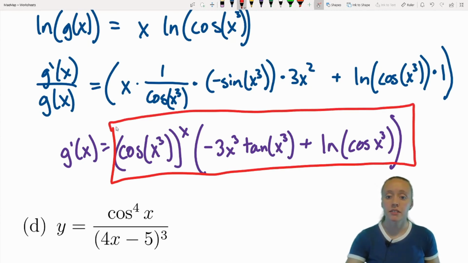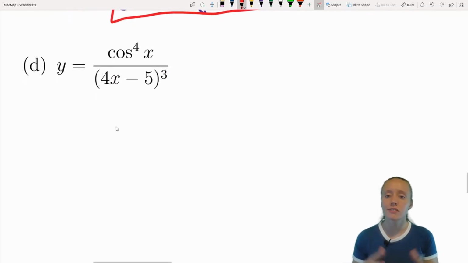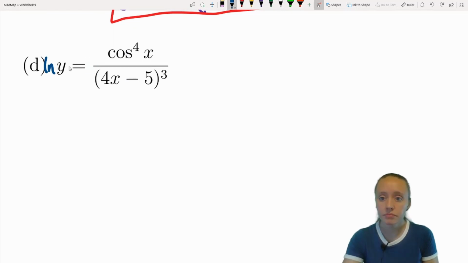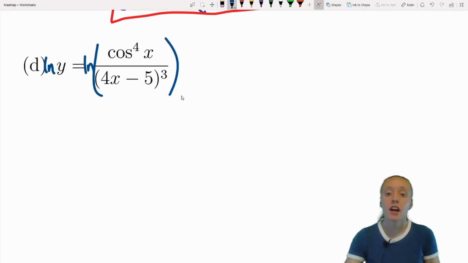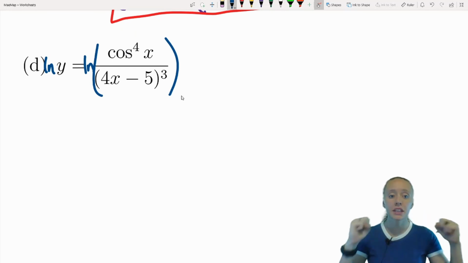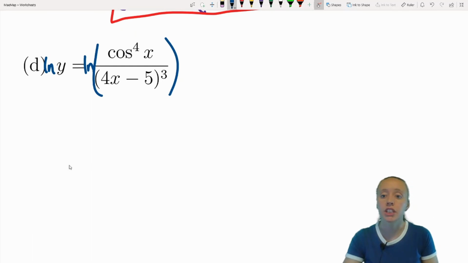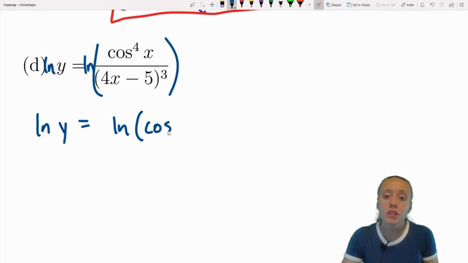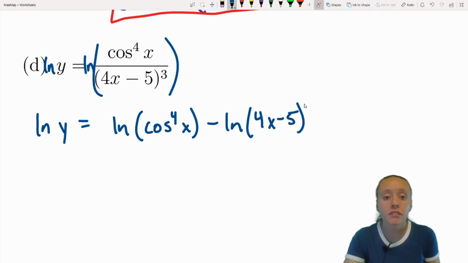Let's move on to part D. In part D, this looks like just a simple quotient rule. However, I asked you to use logarithmic differentiation. So when we take the ln of both sides, it actually might make this a little bit easier, because when we take the ln of both sides, I'll have the ln of y equals the ln of some quotient. We can split that up using log rules into subtraction. So I'm going to have the ln of y equals the ln of the cosine of x, that entire quantity to the fourth, minus the ln of 4x minus 5, that quantity raised to the third.